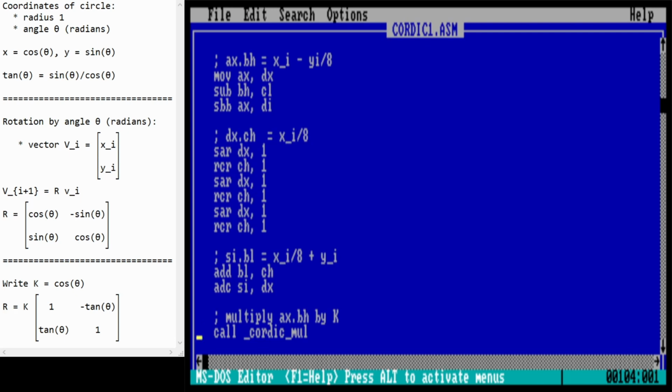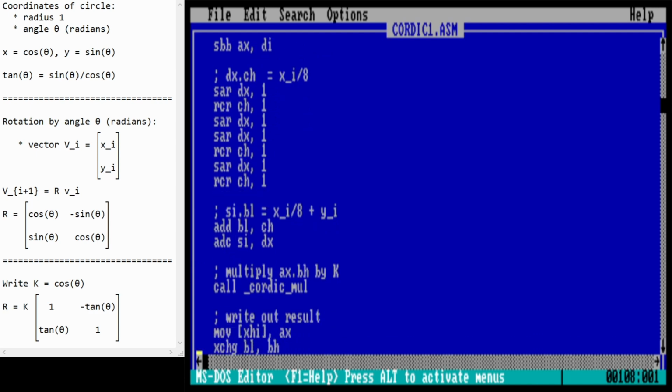So first of all, we do the multiplication of our x value by k, and at this point our x value is in ax.bh, and the nice thing is that the CORDIC mul routine was written so that it takes ax.bh and just multiplies it by k and puts the result back in ax.bh. The other nice thing is that it only messes up the CX and DX registers, and we're no longer using those registers for anything. The other value we're interested in is in si.bl, so it won't be messed up.